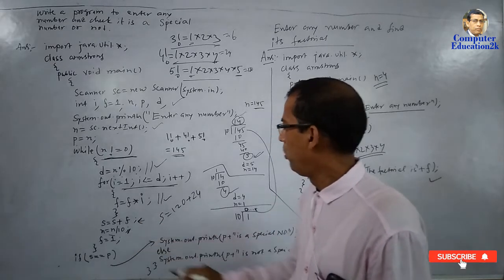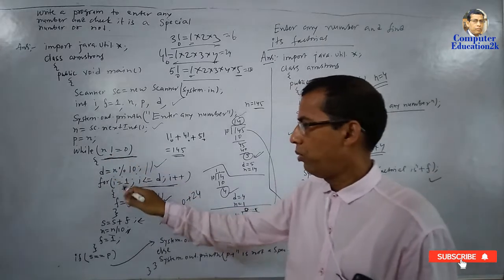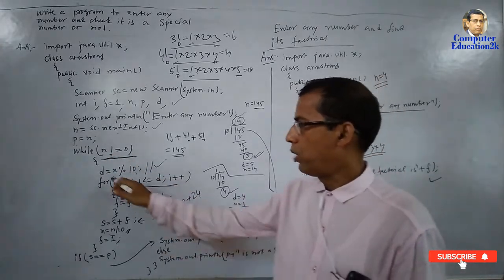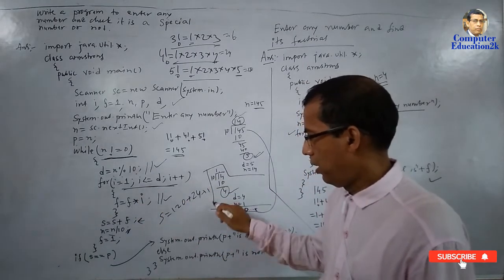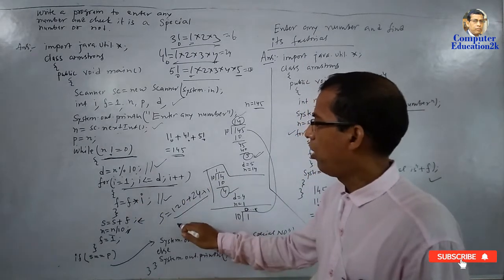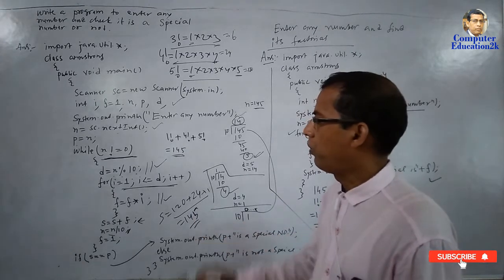And in N, now you will get 1. So 1 is not equals to 0. Yes, come down. Now in D, you will get 1 only. And that 1 will also be added here. So in S you got 145.